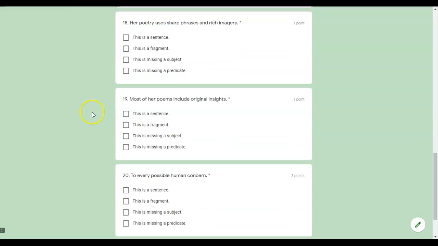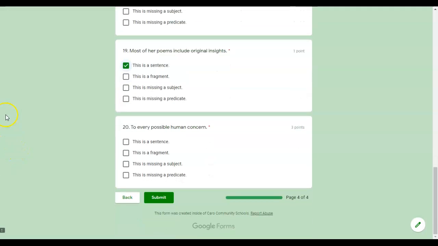19. Most of her poems include original insights. Do we know who or what that sentence is about? Yes, most of her poems. What did most of her poems do? They included original insights. So we have a subject, most of her poems. We have a predicate, include original insights. That would be a sentence. And that is how you finish 8.2.